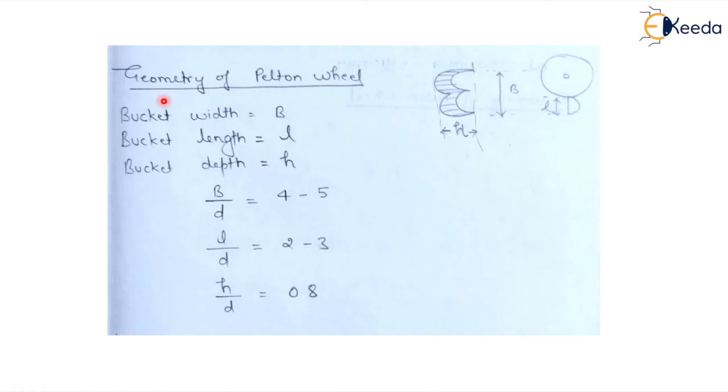Okay, let's see the geometry of the Pelton wheel. In this case, this one is the bucket width B, this one is the bucket length, and this one is the height or depth, you can say bucket depth. These are some values which you have to remember. Capital B by small d is equal to 4 to 5 we take. L by d is equal to 2 to 3 we take. H by d we take 0.8. All these values you have to remember for doing the numerical problems.